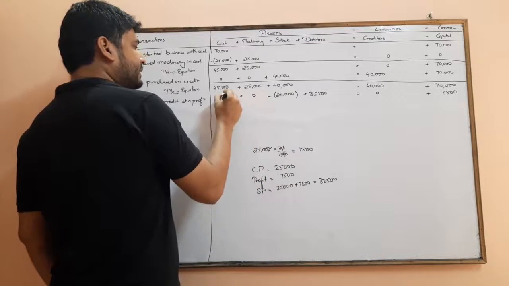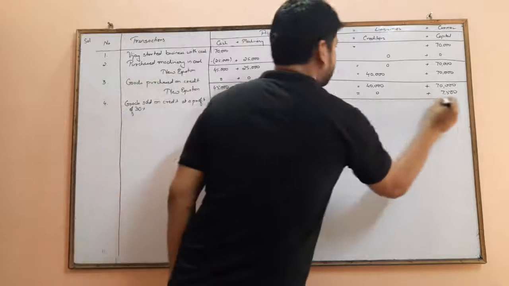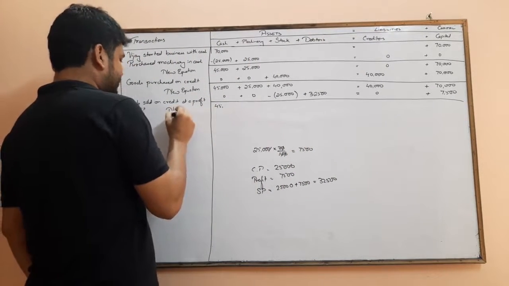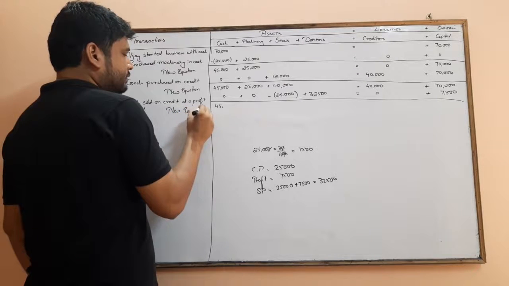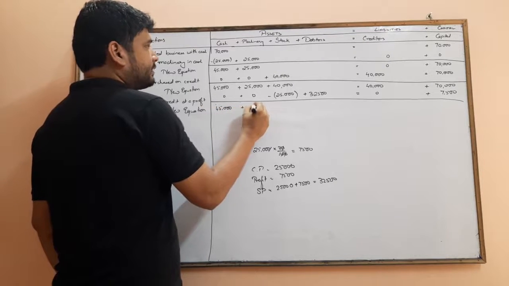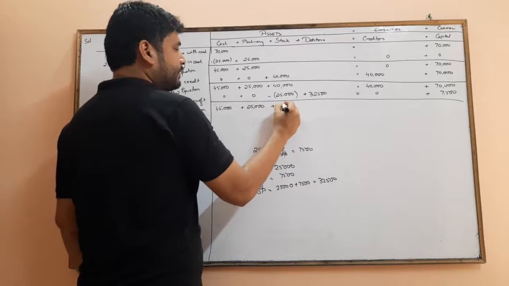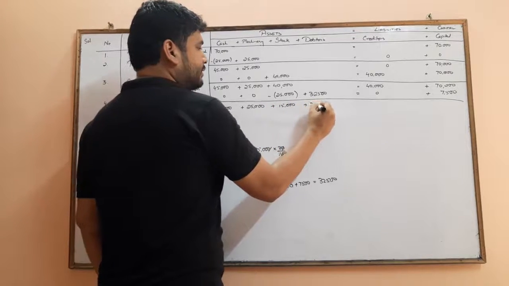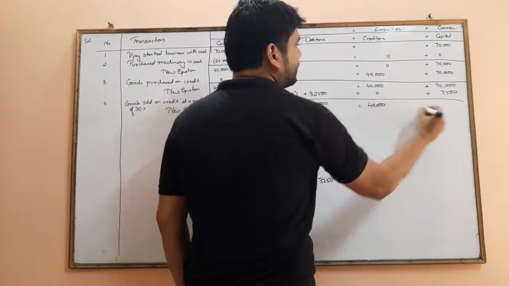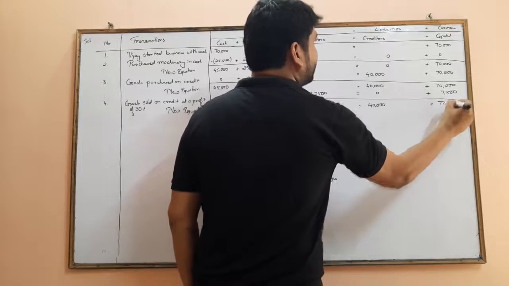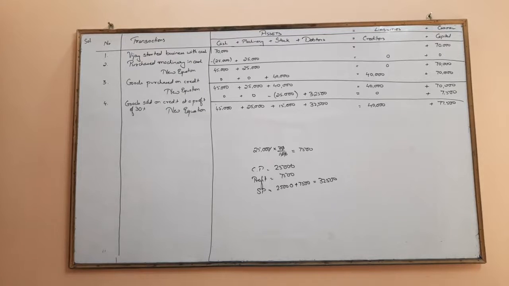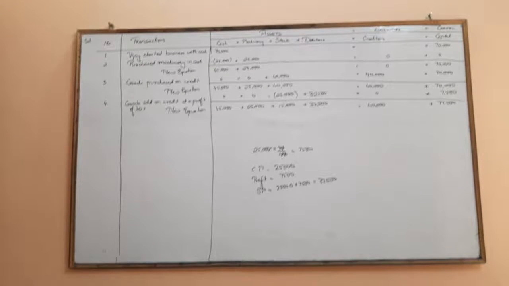So after this transaction, my new equation will be: cash will be 45,000, 25,000 I have machinery. Now I'm having stock of only 15,000, plus 32,500 will be my debtors. 40,000 will be the creditors and 77,500 will be my capital. You can check if the equation is correct. Okay.